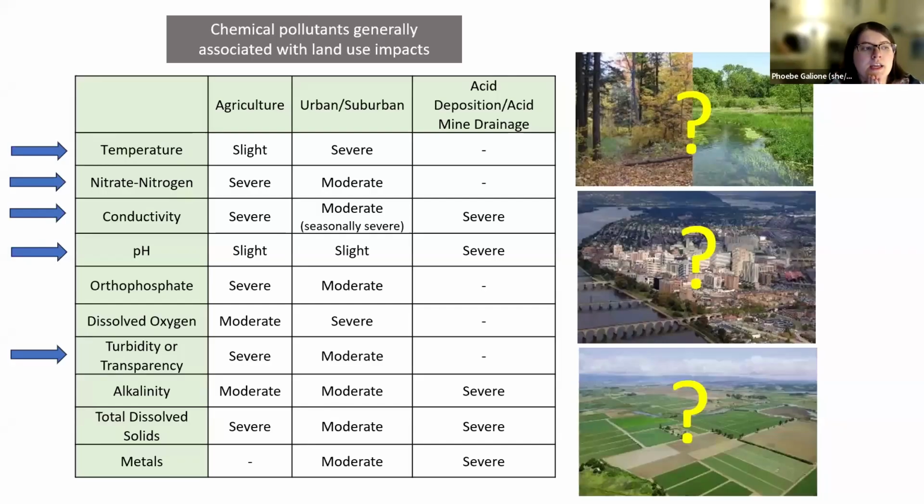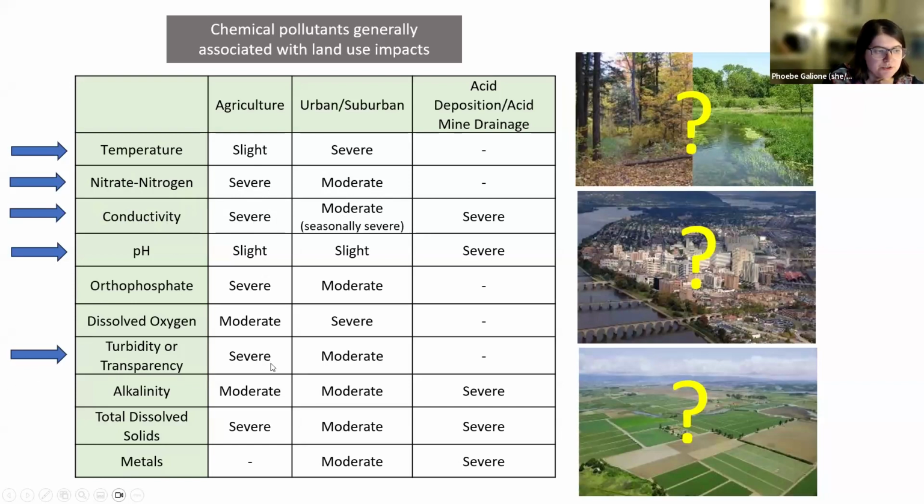So when thinking about land use, we have this lovely table that shows how different land uses affect some of the parameters, not all, but some of the parameters that y'all are monitoring for Stream Team. And if I bring our attention primarily to nitrate, nitrogen, and conductivity, these are really the ones being affected by agriculture and urban and suburban environments. Agriculture more severely with nitrate, nitrogen, or our nutrients, and our conductivity here.